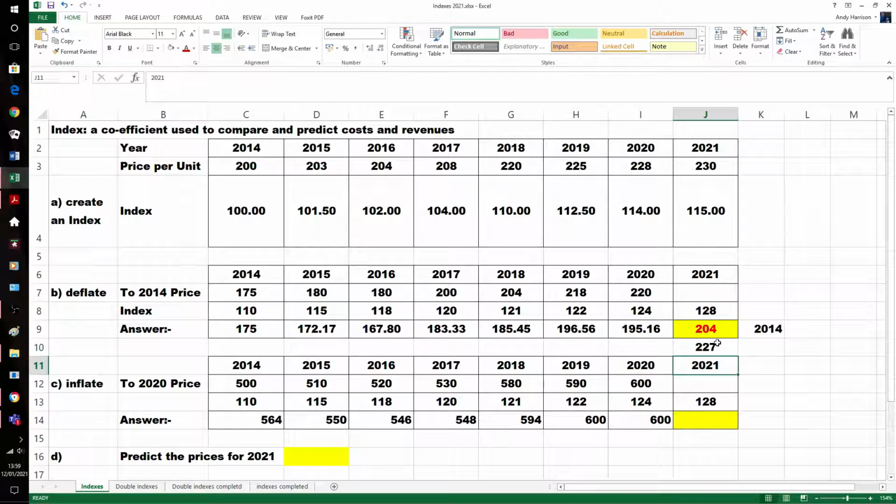We'd expect to pay 227, so that gives us an idea. There's no absolute precise answer. We should be paying somewhere in between that amount of money. It depends whether we get a new purchasing manager or not and how good they are.